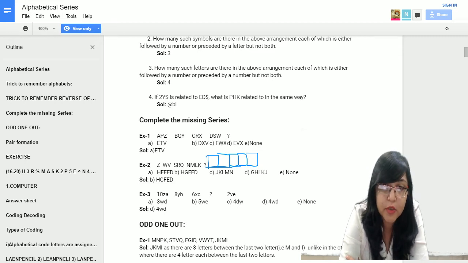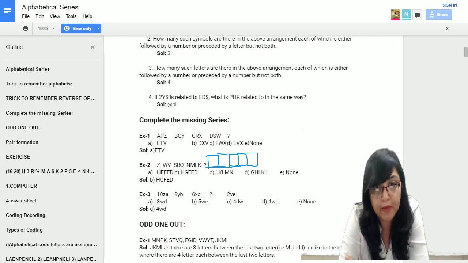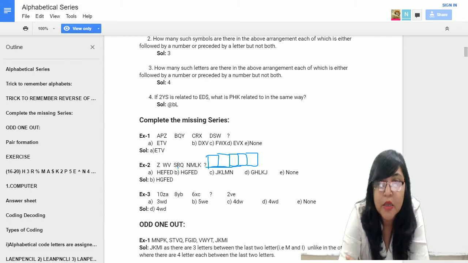So before W, what comes? V. In the same way, before S what comes? R. Before R what comes? Q. Clear? So in the same way, N, M, L, K. Okay, so what will be here? The 5 elements that will be over here will also be consecutive to each other.